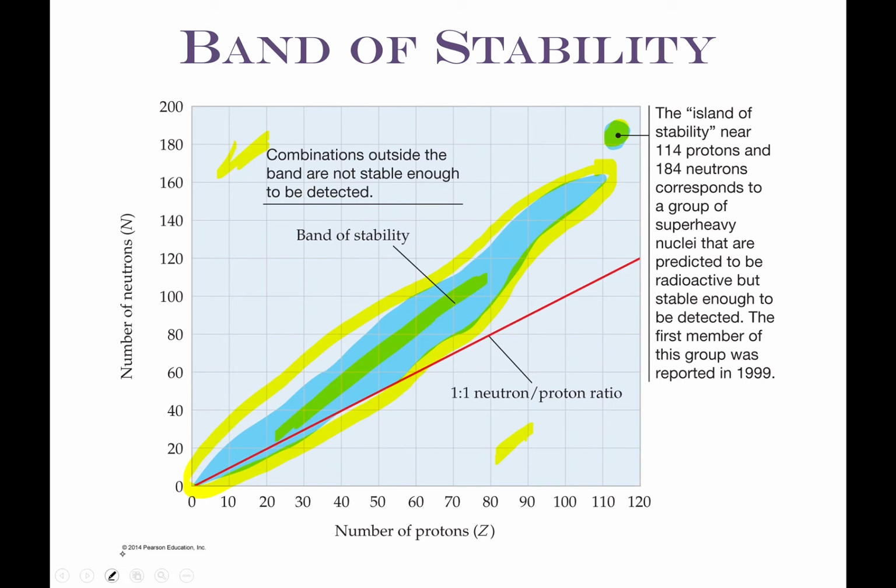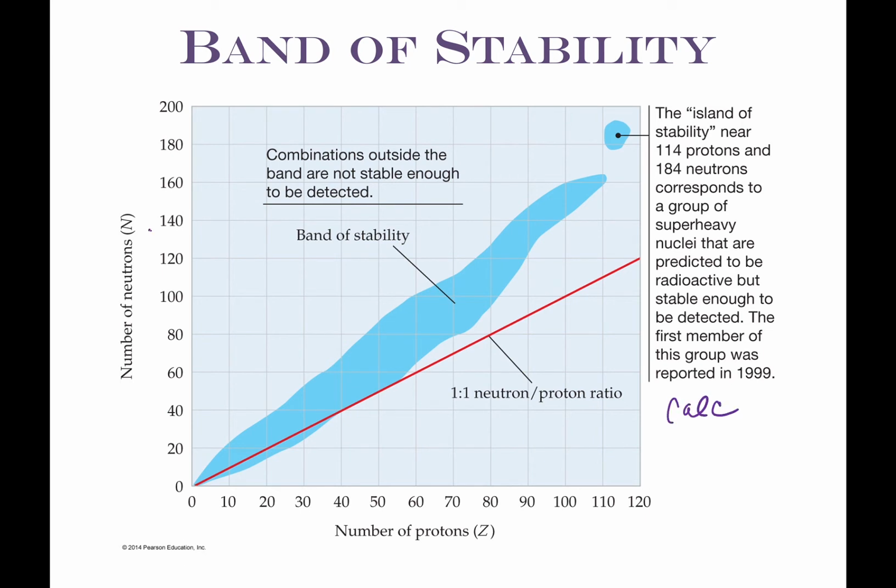But the first thing that you want to do is calculate the neutron to proton ratio. In lighter elements, those up to about 30, that could be 1 to 1. So this shows the 1 to 1 neutron to proton ratio.